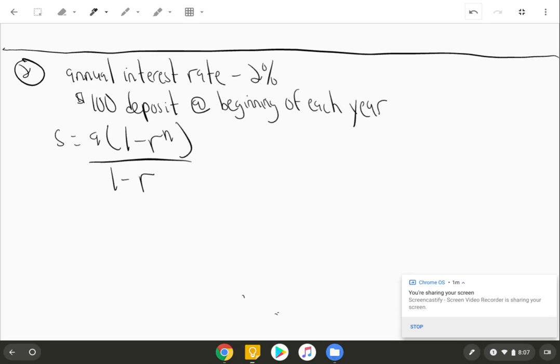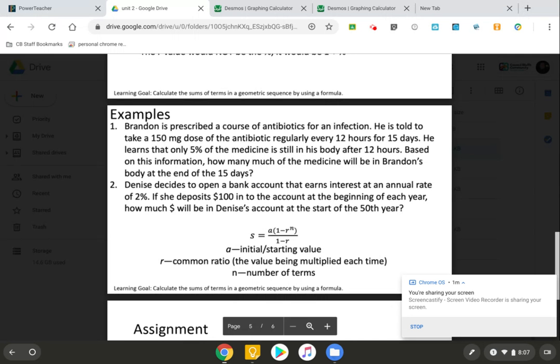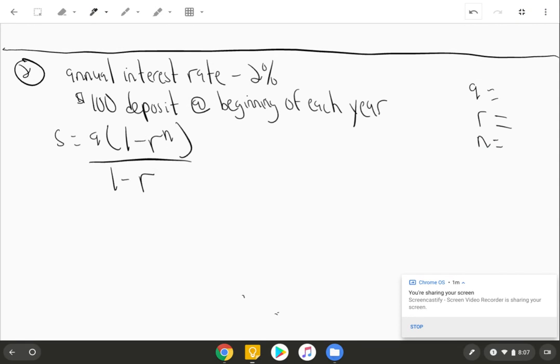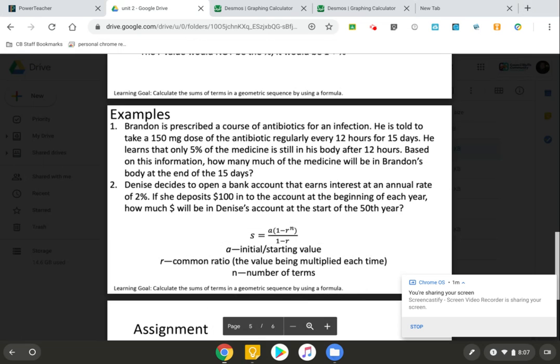So there's our formula. Once again, off to the side here, I am going to write down what each of my variables are. So A, remember, is our initial or our starting value. In this case, our initial value is the initial deposit, which is $100. Our R value is our common ratio. Now, our common ratio is going to be 2%.